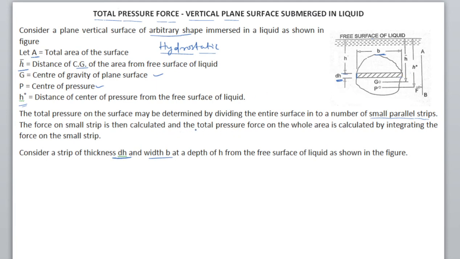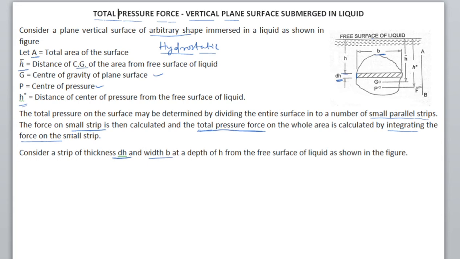Then what will we do? We will calculate the total pressure force on the elemental strip. Then we will calculate the total pressure force on the whole area by integrating the force over the small strips. This is the process to calculate total pressure force for any arbitrary shape. Whatever shape or size you take, you put in the formula, then you will get the answer.